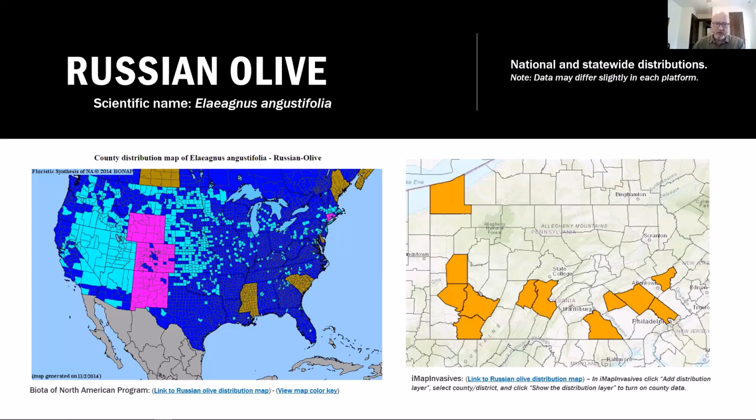And incidentally, the solid blue you see is just telling you that it's present in that state, but not native. The light blue means it is present in that county. It has been documented in that particular county. The pink on these maps, in those states, means the species actually has regulatory status as a noxious weed.